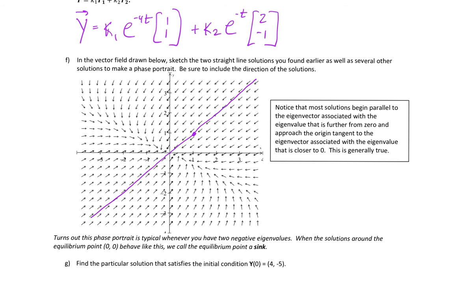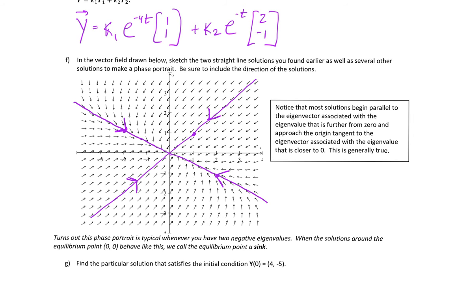It was associated with a negative eigenvalue, so the arrows point in towards the origin. And then my other straight line solution goes through 2, negative 1, and the origin. So about right here, we connect that to the origin. And that was also associated with a negative eigenvalue, so that points in towards the origin.